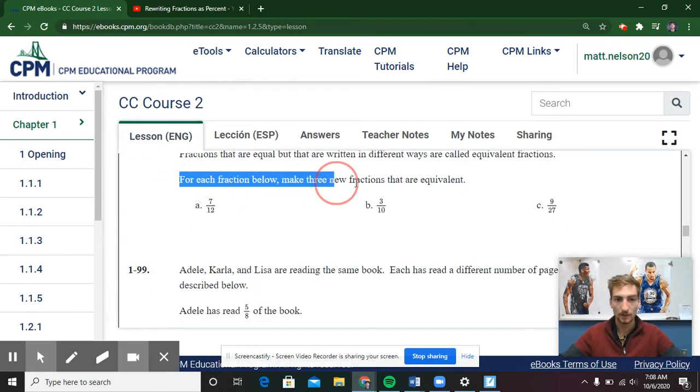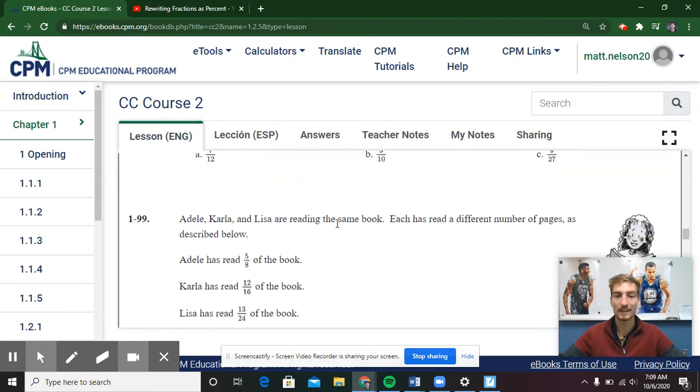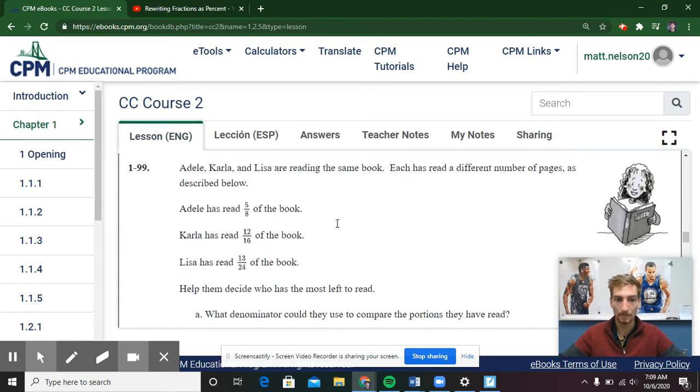Here, this is a little bit of freedom. You get to make 3 new fractions that are equivalent. So it doesn't matter what those fractions are. You can multiply 7 by whatever, and then multiply 12 by that same number. Multiply 3 by whatever, multiply 10 by that same number. As long as you're multiplying numerator and denominator by the same numbers, you will get an equivalent fraction.